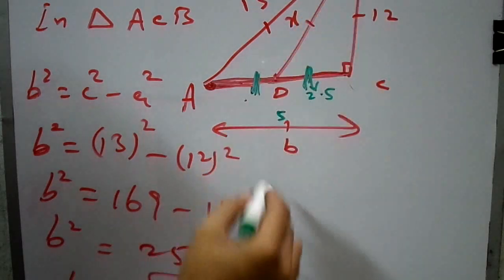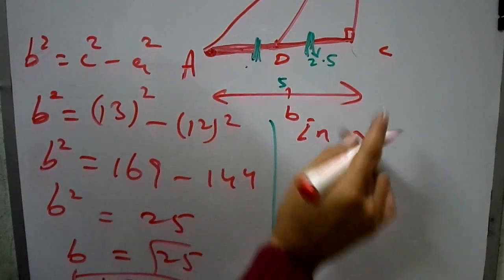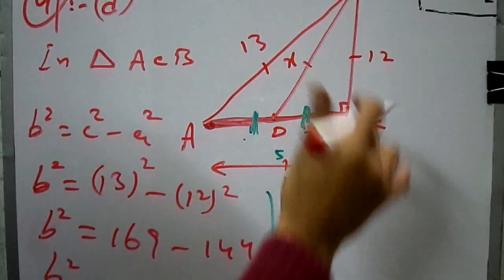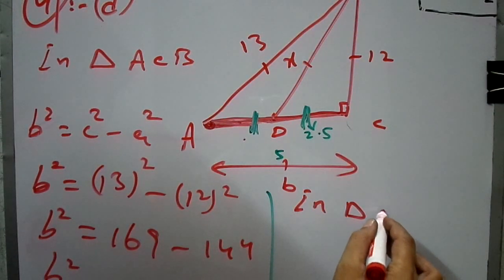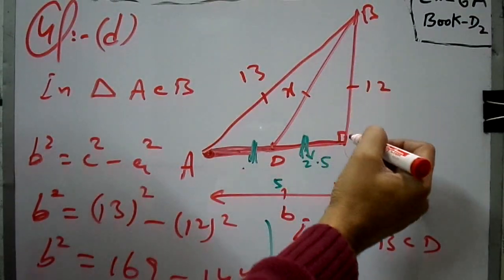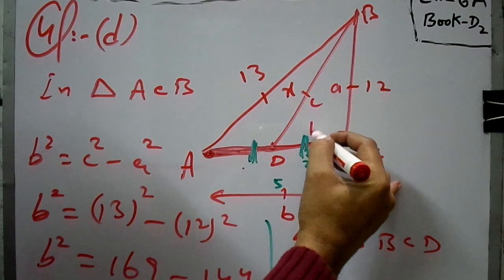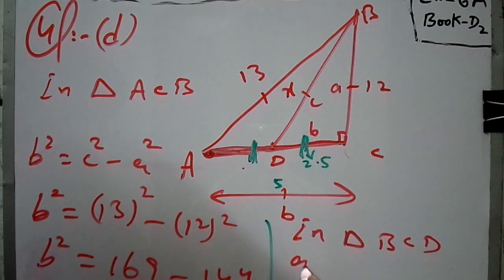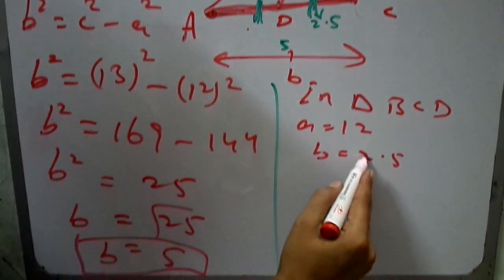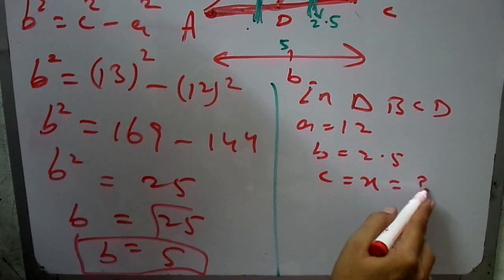So now, because you have to find this value x, you take this triangle, that is your BCD. In this triangle, that is your altitude A, that is your C, that is your B. So here A is equal to 12, B is equal to 2.5, and C is equal to x. We have to find that.